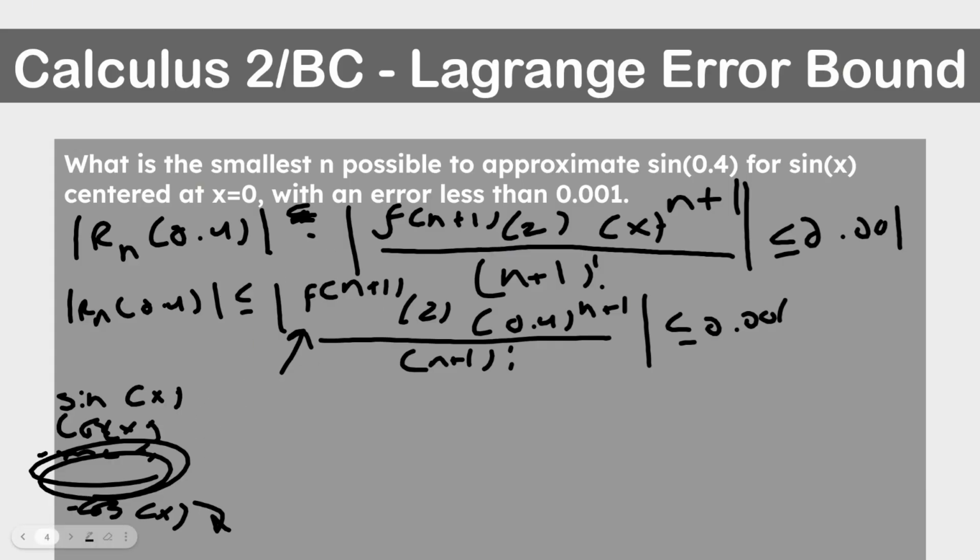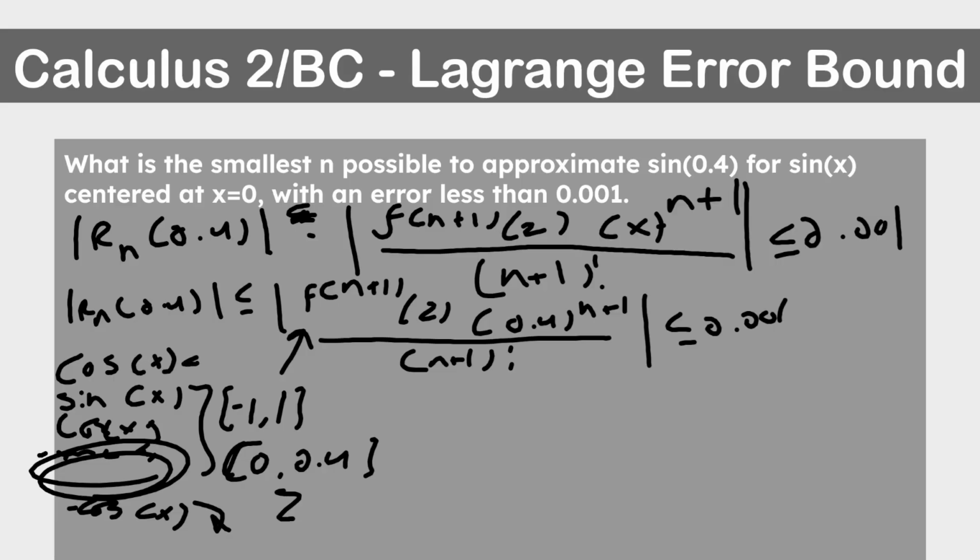So we know that the trigonometric functions sine and cosine range from -1 to 1. So from the interval 0 to 0.4, we want to find the z value so that the n plus first derivative is the largest. We don't know what the n plus first derivative is. It could be either cosine or sine. So we must choose the largest value that they both share, which is 1.